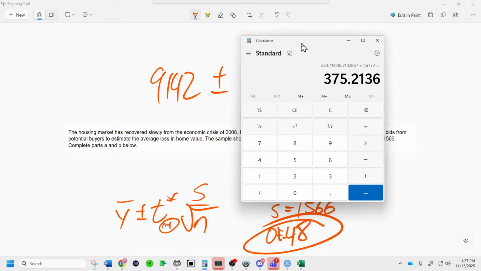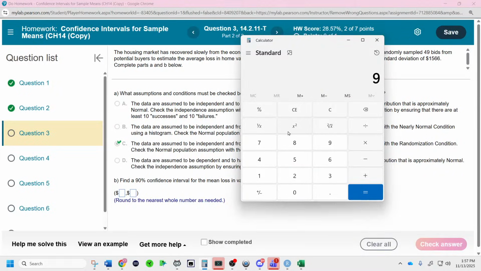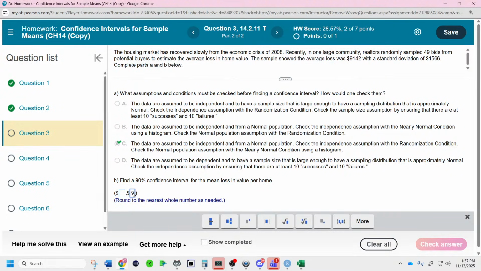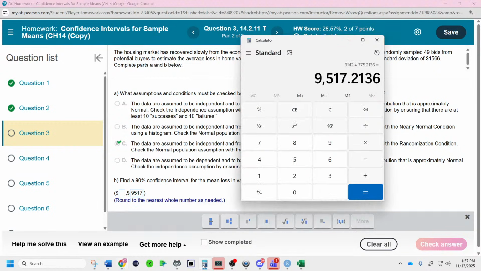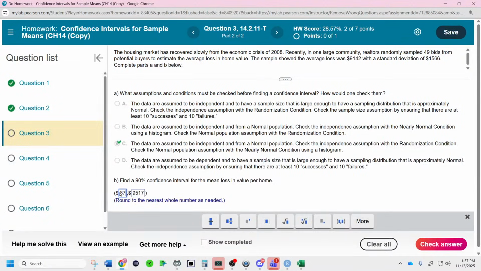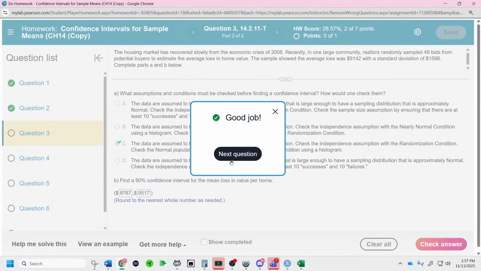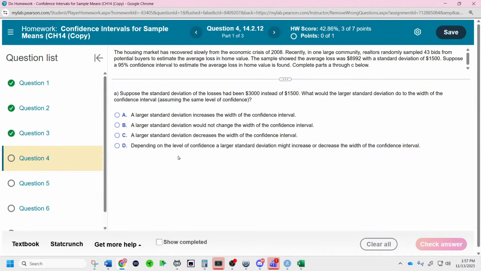That's the margin of error right there. So 9142 plus or minus this. So 9142 plus this, 9517. And then we go minus. So we're taking 9142 minus. This is the formula right here. We're just doing the mean minus the margin of error. And can we copy 8767? I think we've done it correctly. Yay! Good question. Very good question.